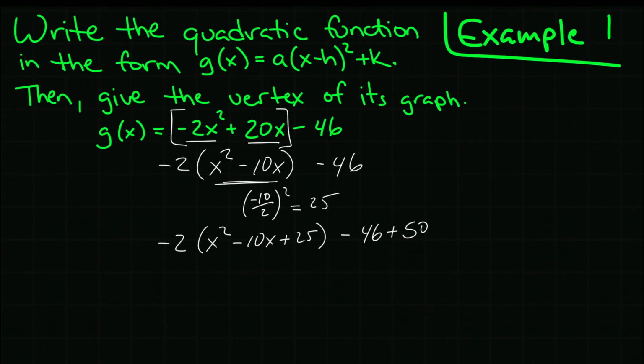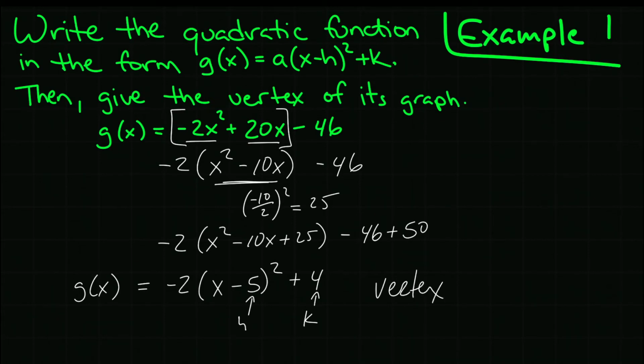So now I can write my trinomial as a binomial. Remember, taking the b term, dividing it by 2, and that's going to be negative 5. So it's really going to be negative 2 times (x minus 5) quantity squared. And then we have negative 46 plus 50. That's going to be a positive 4. So that is going to be our vertex form of our graph. And we know that this is going to be our h, and that's our k, which is our vertex. So the vertex is going to be (5, 4).